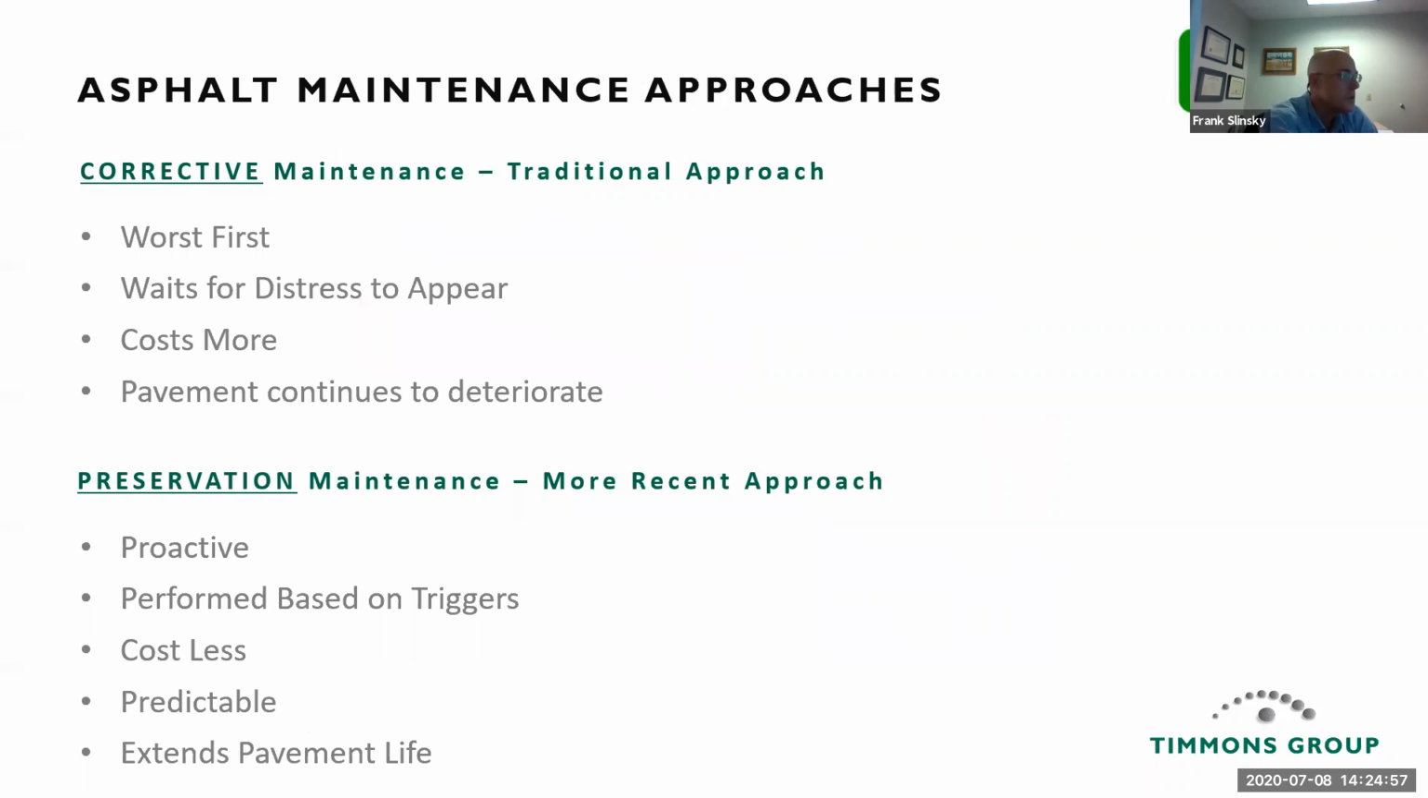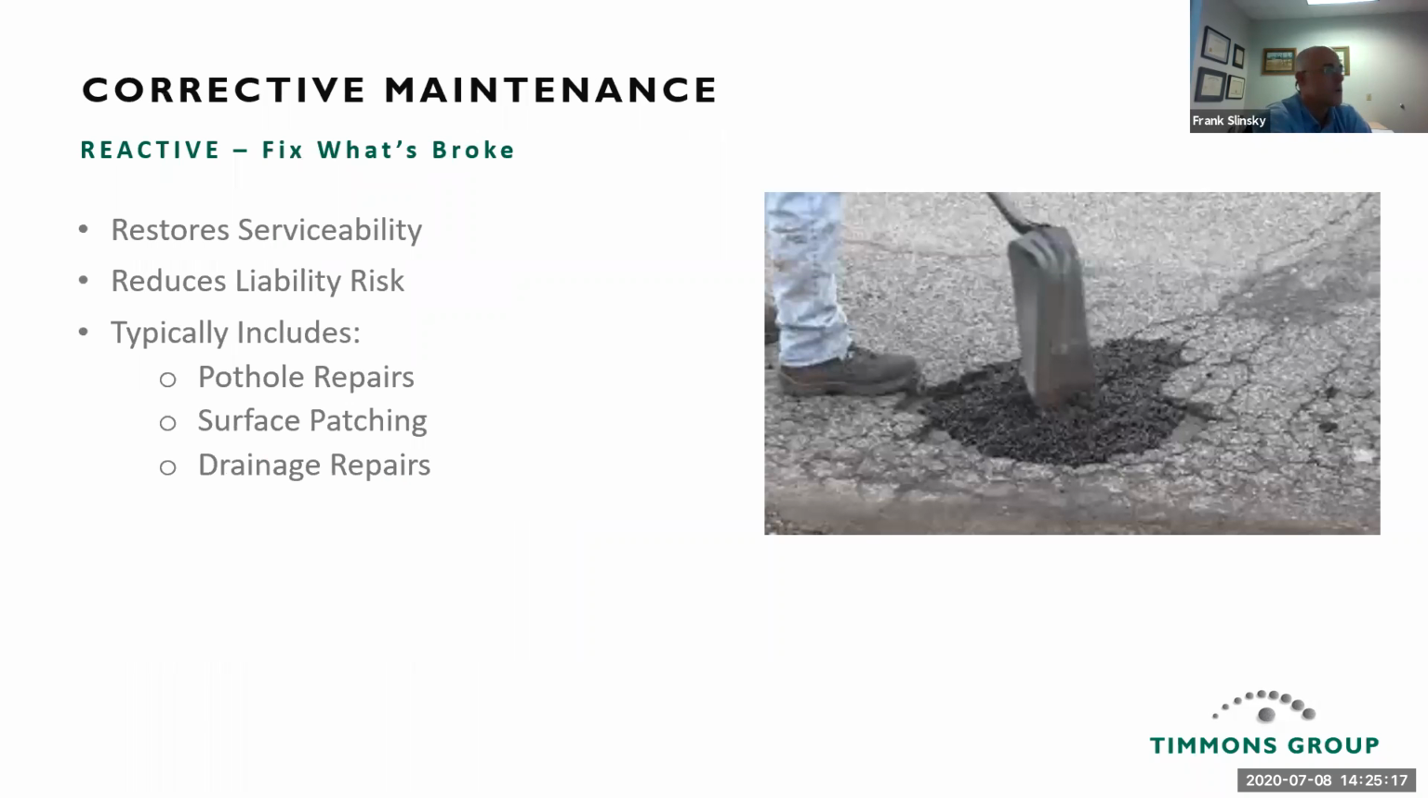A more recent approach is called preservation maintenance. It's proactive, it's performed based on triggers, it costs less, it's predictable, and it extends your pavement life. Corrective maintenance is reactive. It's kind of your fix what's broke. It does restore serviceability and reduces liability risk, all necessary. It typically includes pothole repairs, surface patching, and drainage repairs.